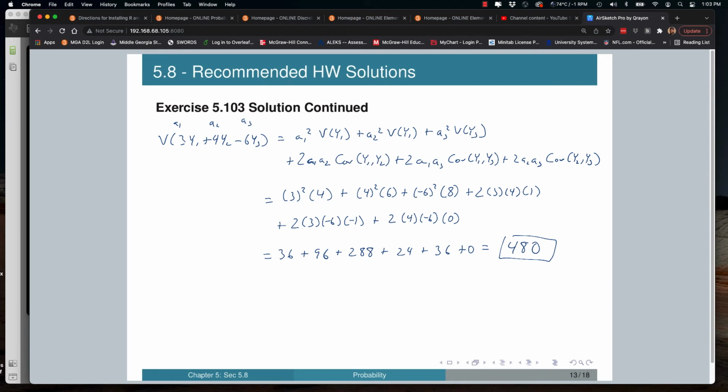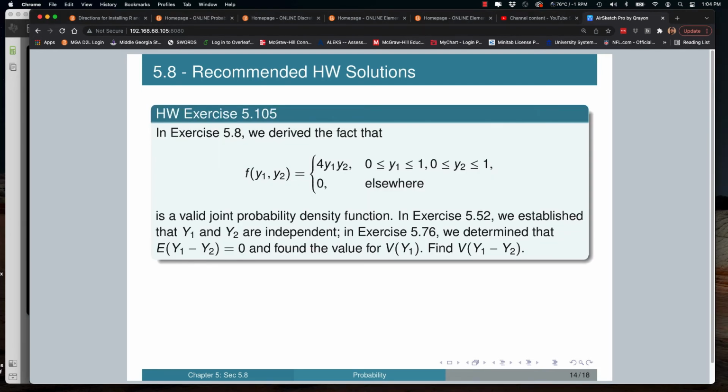And we're going to do a continuous one next. The next example is using a function we've seen before. It says in exercise 5.8, we derived the fact that the joint function of y sub 1 and y sub 2 is equal to 4 y sub 1 times y sub 2, when y sub 1 is between 0 and 1 and y sub 2 is between 0 and 1. It's a valid joint probability density function.